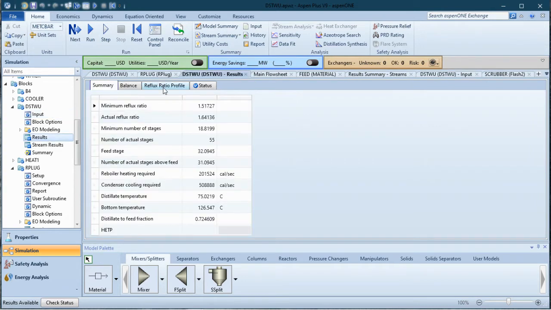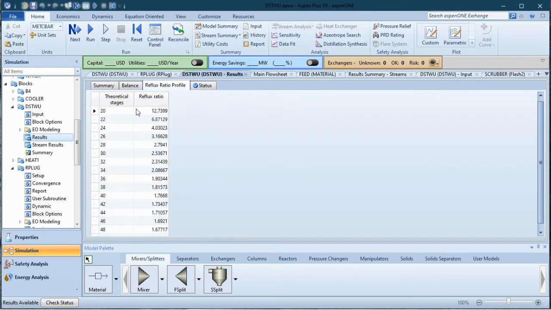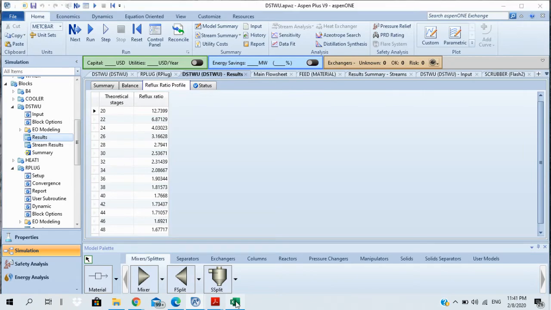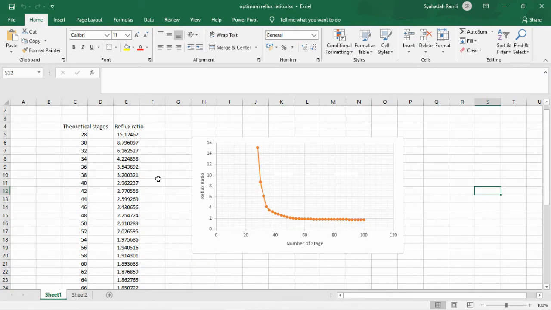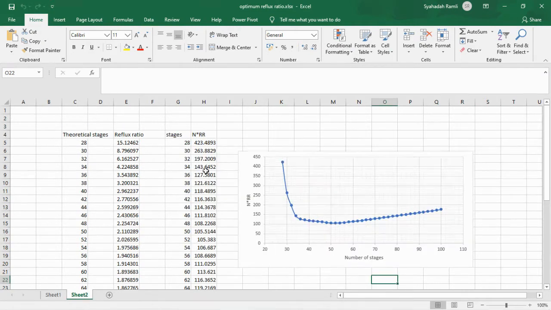Then we run the simulation and go back to the results to see the reflux ratio profile. This is the table for theoretical stages and reflux ratio. We copy this table into Excel and we plot this graph. We plot theoretical stages times reflux ratio for Y, and for X is number of stages, and we can calculate the optimum number of stages and reflux ratio.